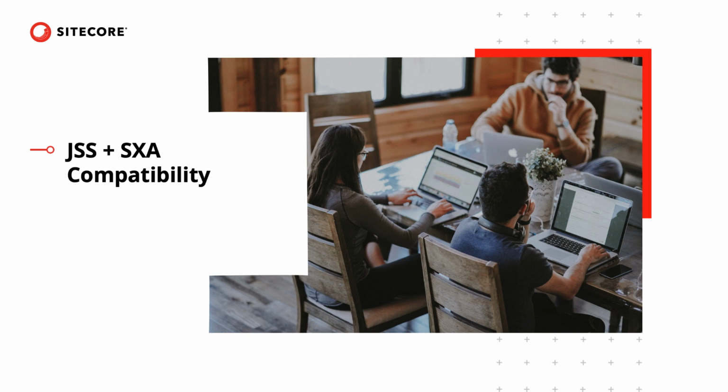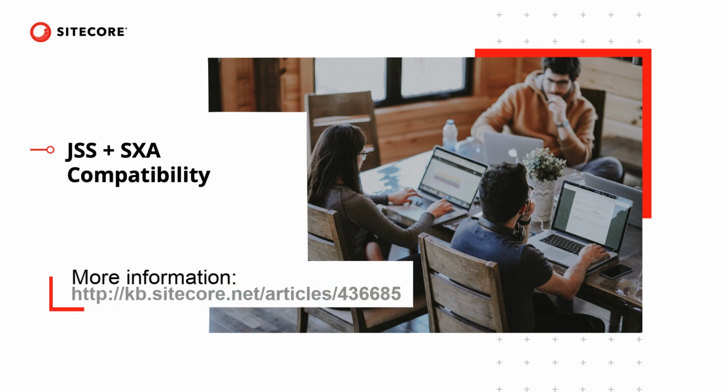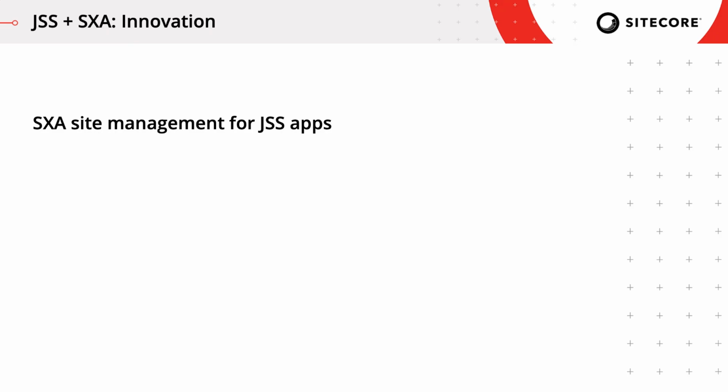And the answer is, today with Sitecore 9.1, you can mostly use SXA with JSS, but there are a couple of issues, so we actually don't recommend it. But with the Sitecore 9.2 release, not only will SXA and JSS be fully compatible, but JSS apps will be upgraded with the SXA Site Management.